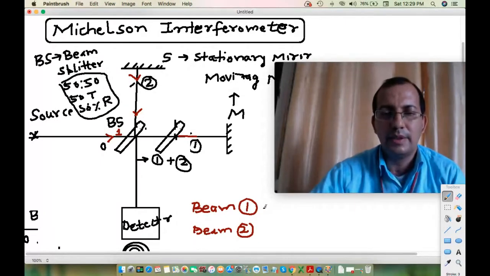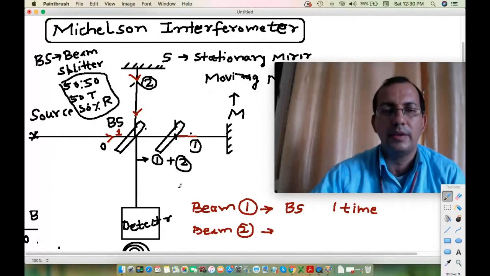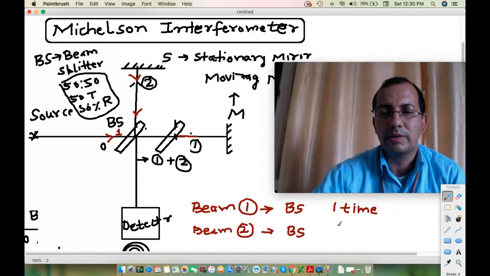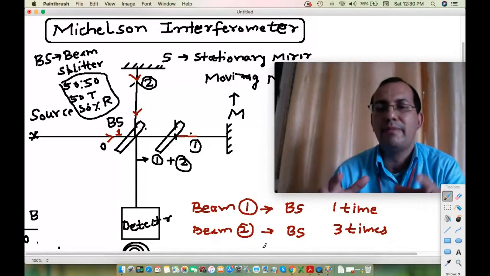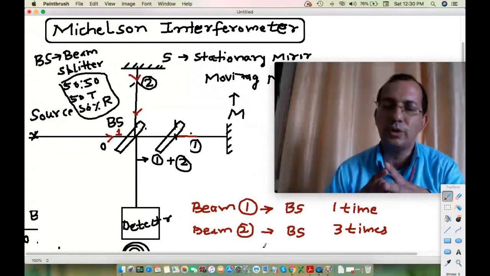So how many times does it traverse the beam splitter? Beam number one goes only once. What about beam number two? Right before the second beam, how many times was it through the beam splitter? It traverses three times. So what you would like is to make beam number one also go three times. We would like to have the same timing for both of the beams, so it should also go three times.